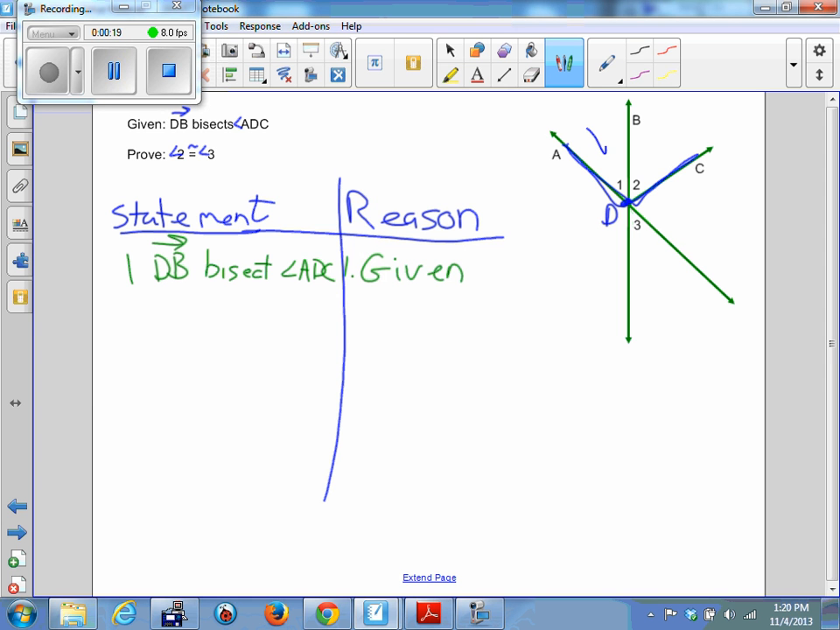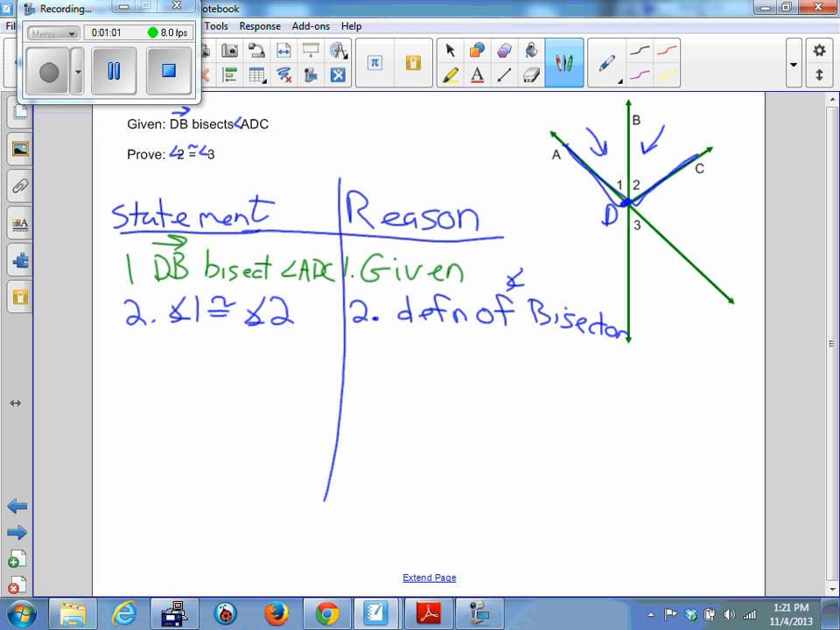Angle 1 and angle 2 make up angle ADC. All right, so first thing we do is obviously ray DB bisects angle ADC. That's a given. Now, number 2 is angle 1 is congruent to angle 2. All right? Once we say bisect, that geometric term, we need to turn it into an equation or a congruent statement. So number 2 is definition of a bisector. You can put angle bisector there, that's probably better. So definition of an angle bisector.